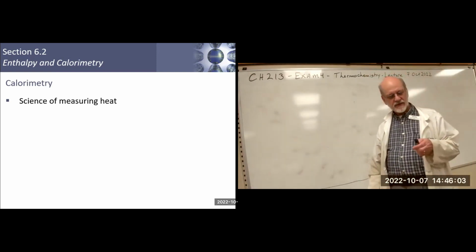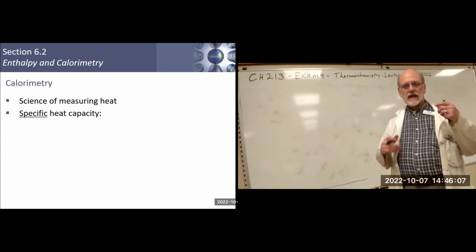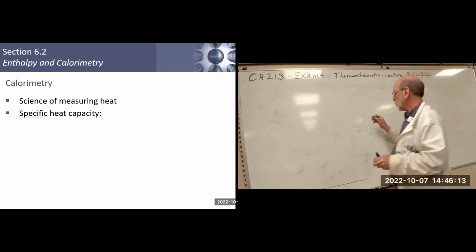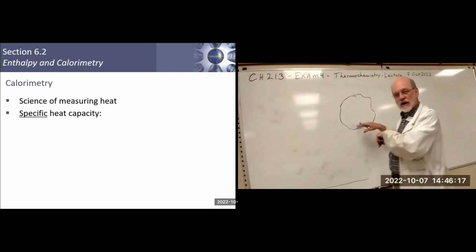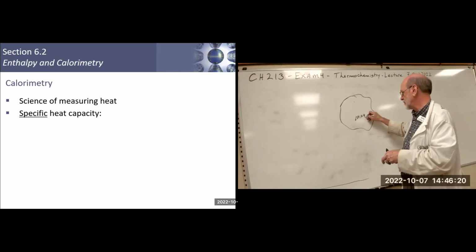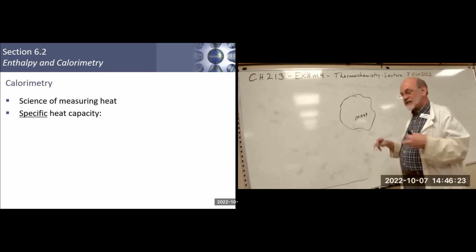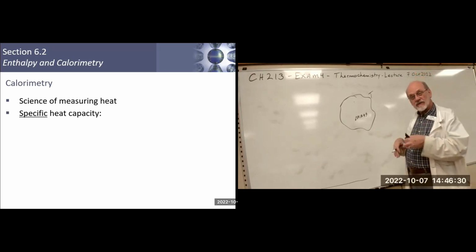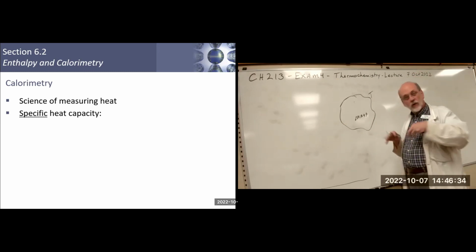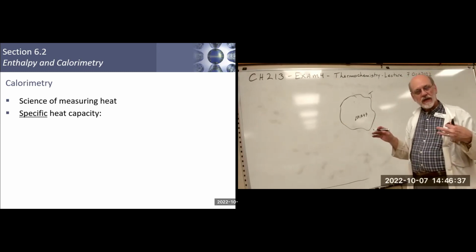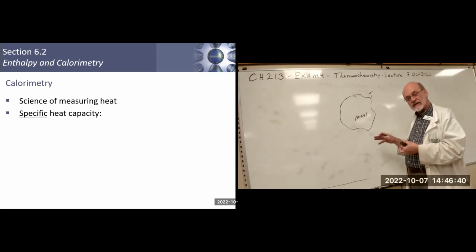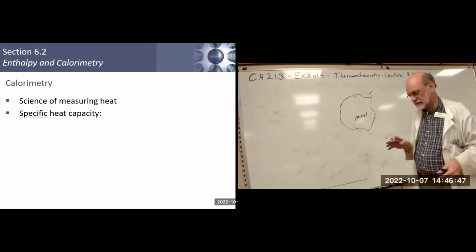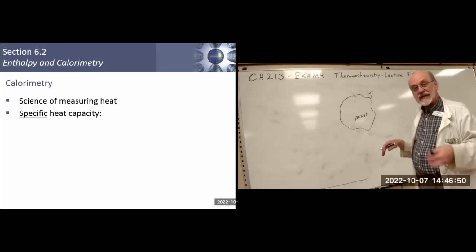Okay. So this is the science of measuring heat. Before I get to specific heat capacity, let's define heat capacity. What is heat capacity? If you have a mass of something at a certain temperature, then it will have a given amount of heat contained in it. We don't know how much that is. We can only get at the amount of heat by noticing the transfer to something that's colder. But it does have a heat capacity.